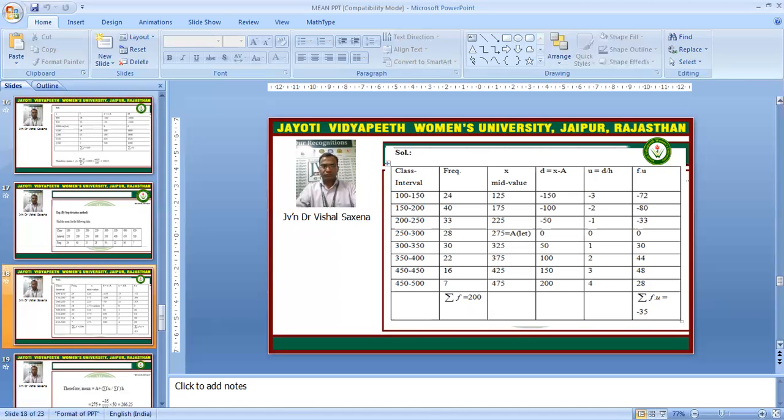then u is equal to d upon h, and f into u is what we have to calculate. So for f into u, we multiply the column of frequency with the column of u. After writing these values, we find the summation f, that is equal to 200, and the summation f into u, which is minus 35.